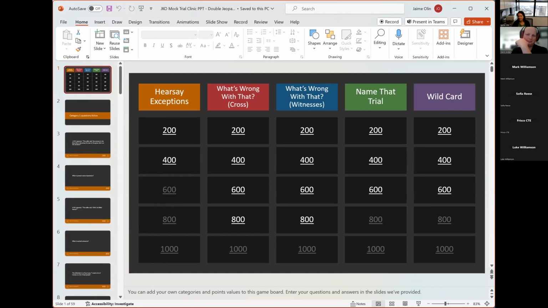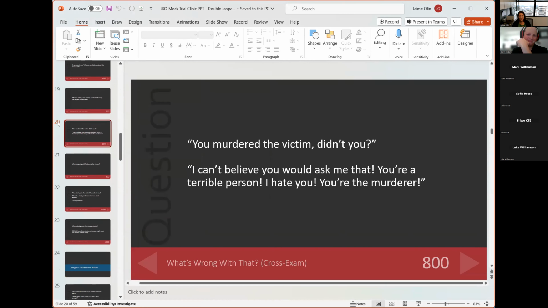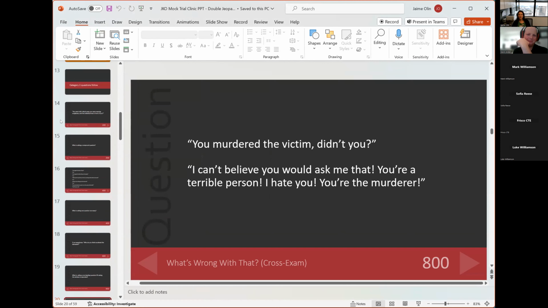What's wrong with that cross for 8? Okay, so we're on cross-examination. The question is, you murdered the victim, didn't you? And the witness answers, I can't believe you would ask me that. You're a terrible person. I hate you. You're the murderer. What's wrong with the witness answering a question like this on cross-examination? And I'll say there are a lot of things wrong with it, so you can just name one.